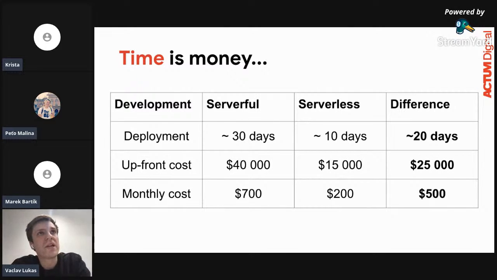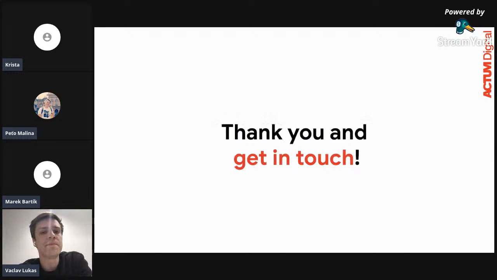And of course, when it comes to monthly costs, it's not only about the infrastructure, but you have to pay for the people that maintain the solution after all. So if you take a look at the top right column, we can see that for that certain use case, we can save a big amount of money. Sometimes serverless infrastructure might be even more expensive than the serverful infrastructure, but the time spent on the deployment and maintenance is the key cost optimization.